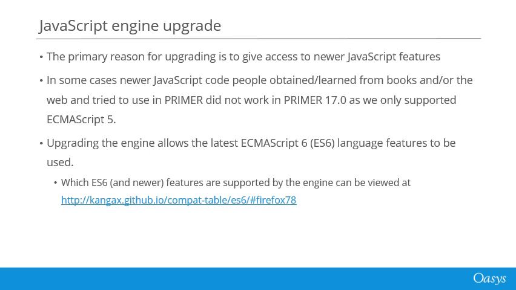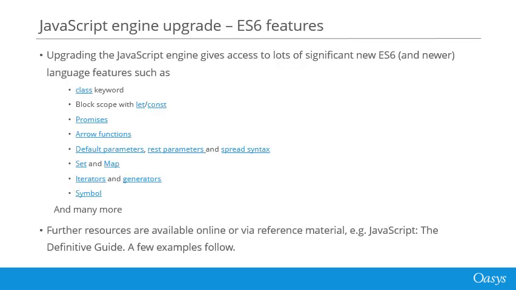As we have now upgraded to the latest extended support release from Firefox, ESR 78, you can get details of all the ES6 and newer features that are supported at the website that's shown here. I don't want to go into great detail about all of the new ES6 features that are now supported from the upgrade, but some of the main ones are shown on this slide. If you want to get more details, then please look online or get a good JavaScript book, such as JavaScript: The Definitive Guide from O'Reilly. It is worth illustrating a few changes though, so on the next slides I will give a couple of examples of how using new ES6 features could help.